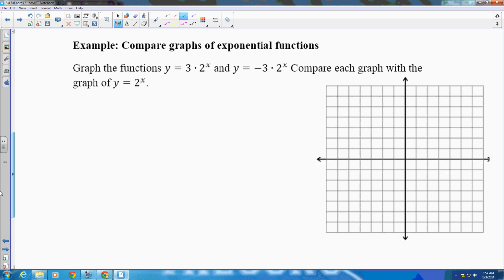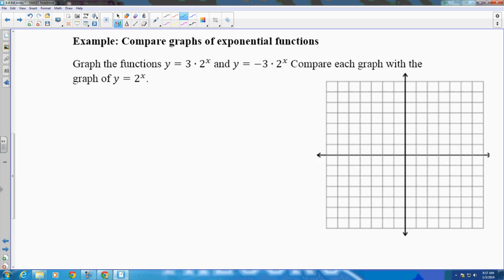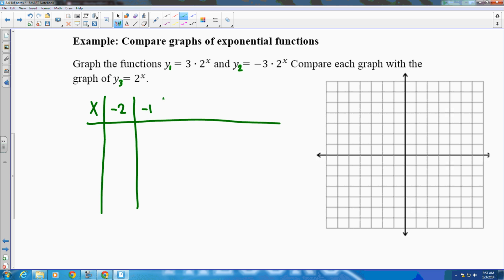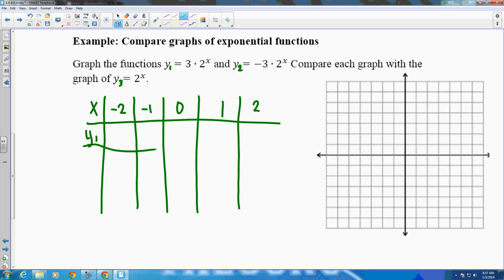Okay, graph these 3 different functions and then compare them. I'm going to call these y1, y2, and y3. Just to simplify things, I'm going to make one big table. So we have y1, y2, and y3. Now we're going to plug all those in and get different function values. Let's do y1 completely, graph it, and then move on to y2 and so on.